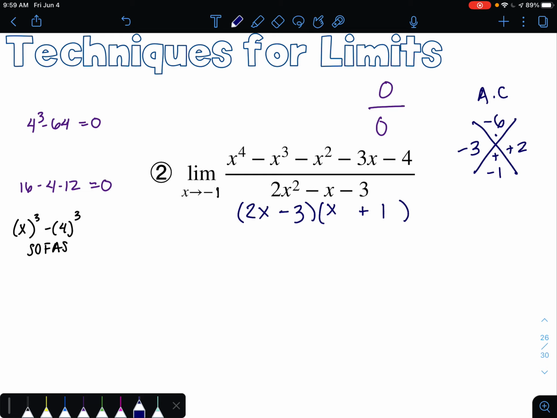I can also factor this because I know that when I plug in negative 1, I get a 0 in the bottom, and that means I have to have a factor of x plus 1. So that's another way to get it. Now I want to factor the top. So I know the x plus 1 here, that's the problem.